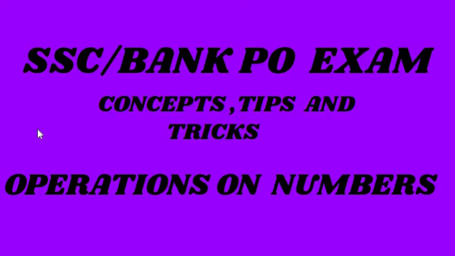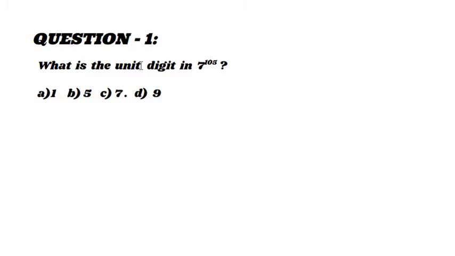So let's start. Our first question is this. It is the most basic and most frequently asked question in the SSC and bank PO exam, but it needs a basic concept to solve. The question is, what is the unit digit in 7 raised to the power 105? The answer is the dotted one, that is, 7. First, please try it yourself and then watch the video so that you can know the concept that I think should be applied.